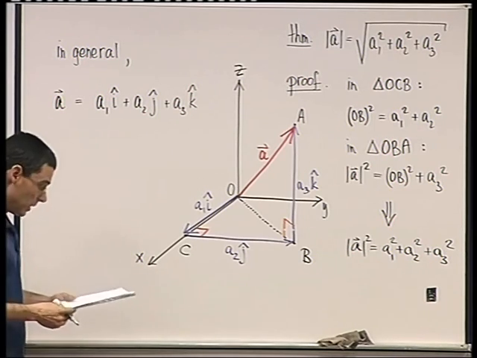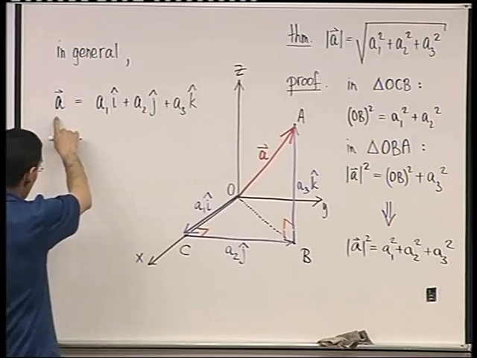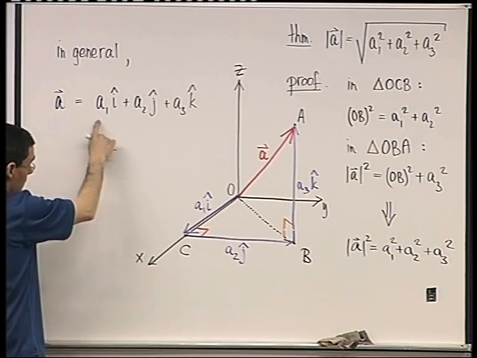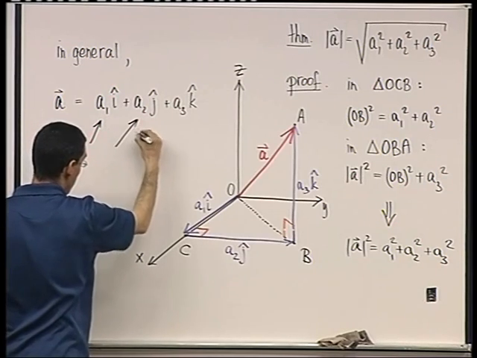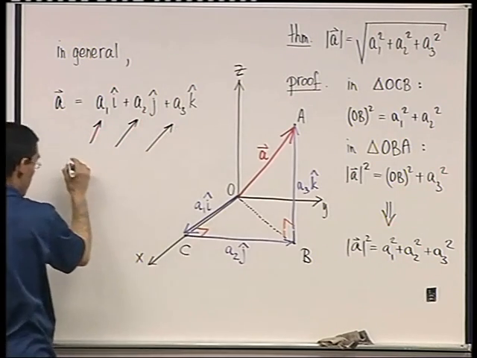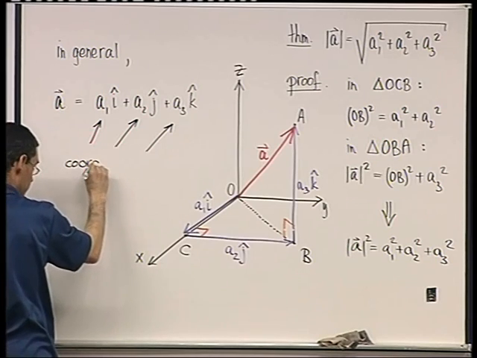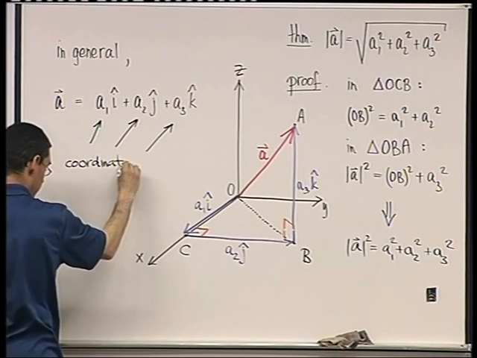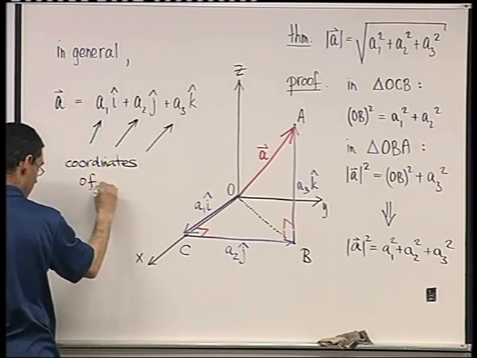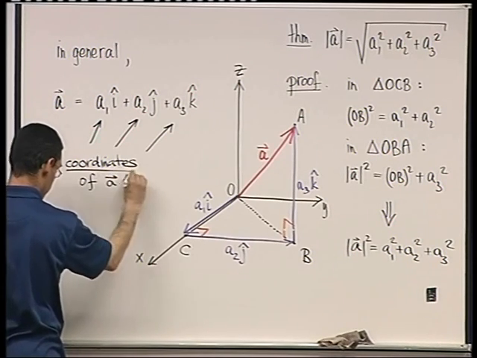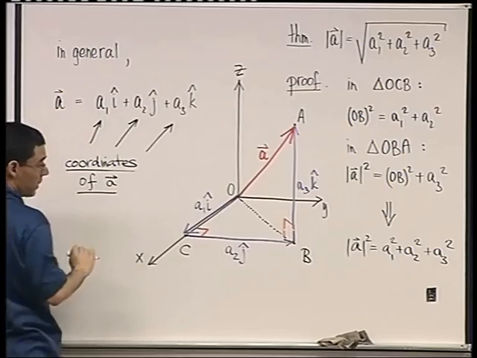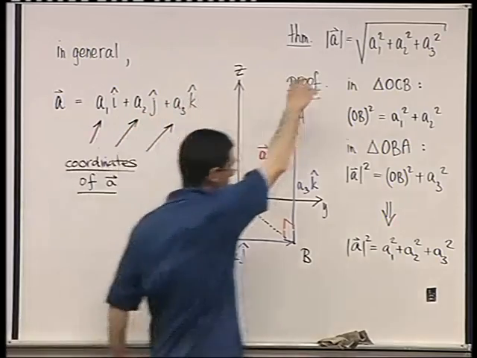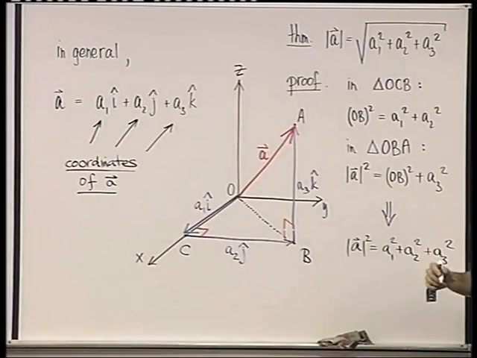Okay, so now we know how to write a vector as coordinates. So these are called the coordinates of the vector. A1, A2, and A3 are called the coordinates of A. That's what they're called. And now we know how to write a vector in terms of its coordinates and how to find its length in terms of its coordinates.